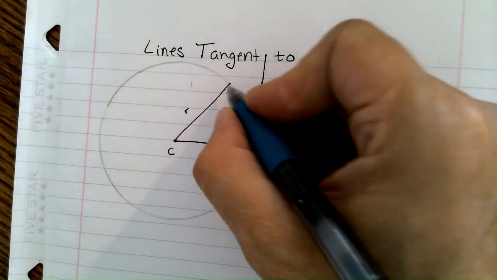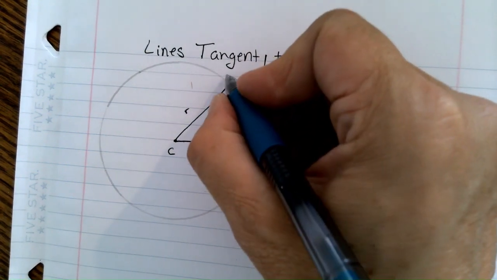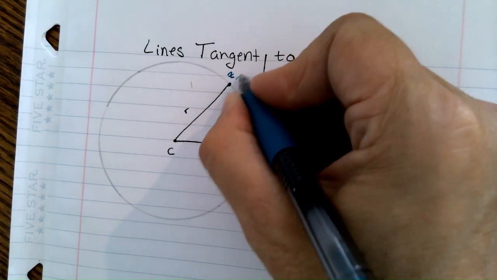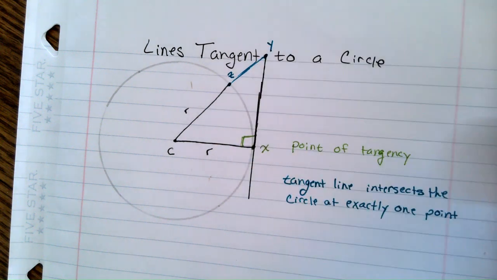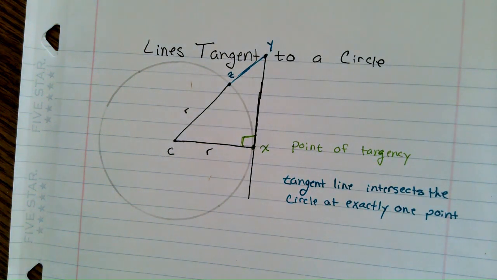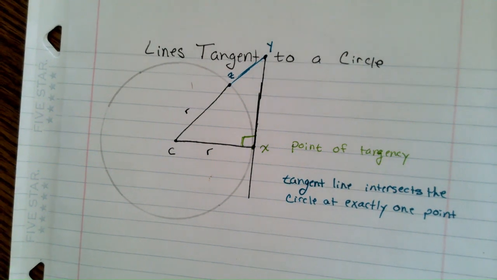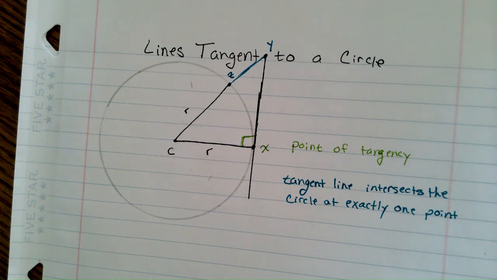Now, I could extend this. We'll call this here Z. And we could extend this out, up into my little title a little, and we can call that Y. So now we can see a right triangle forming. And we can use all of our information about right triangles from this point on.